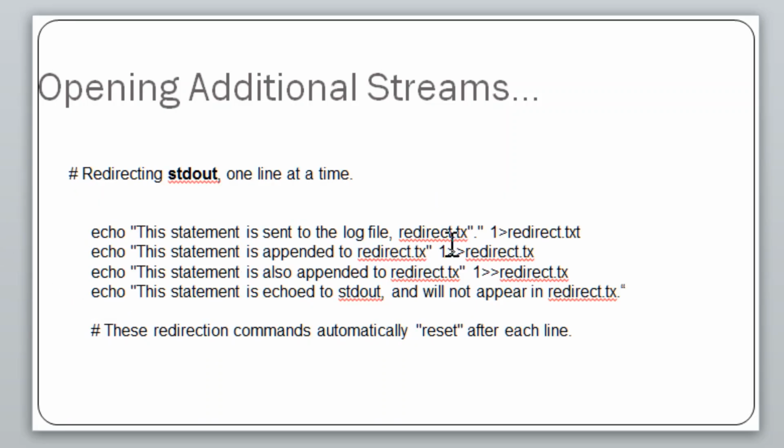Here we're going to go through an example of this. I'm going to write a script for this one. First thing we're going to do is echo this statement and redirect it to redirect.txt. And then we're going to do another echo statement and append it to redirect.txt. Then we're going to do a third echo statement that will also append, and then a fourth statement that won't do anything. So let's check that out on our virtual box.